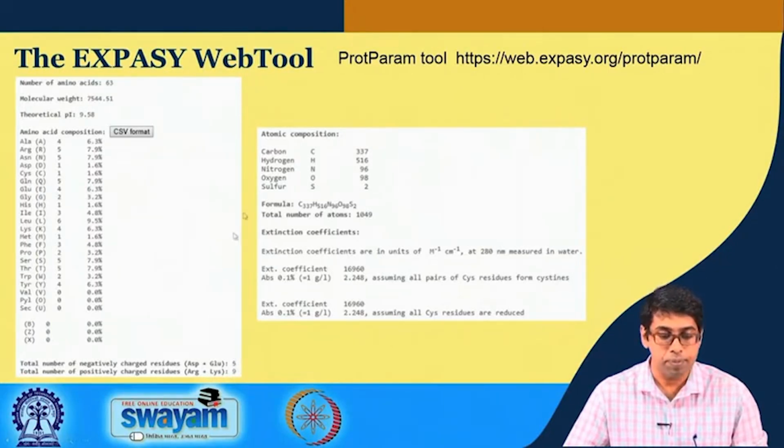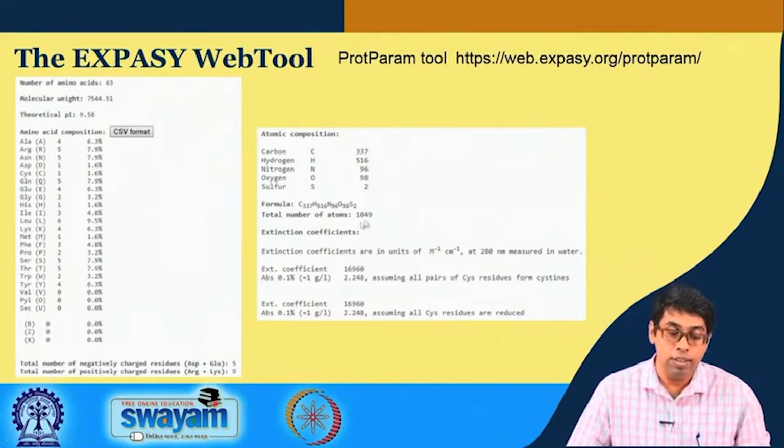You will get more information, for example, the atomic compositions and the total number of atoms that you have in your protein. These numbers can be useful if you are doing NMR spectroscopy to determine the structure of your protein. And finally, one of the most important parameters that you will get is the extinction coefficient at 280 nanometers.